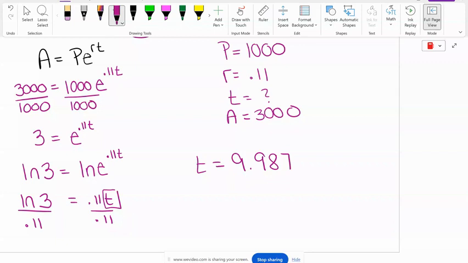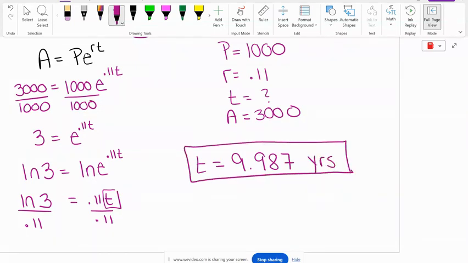9.987. Perfect. 9.987 years. Augie, why do you look confused? What's wrong? How did you get rid of the ln?